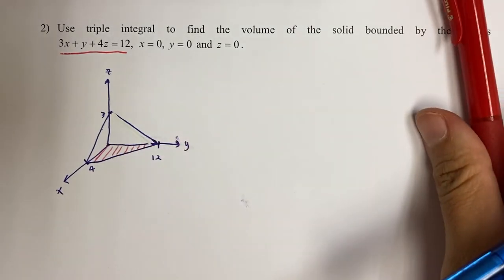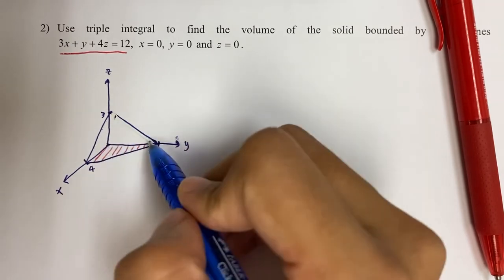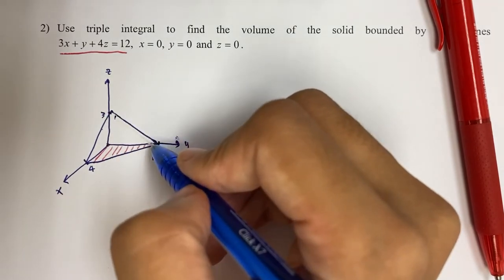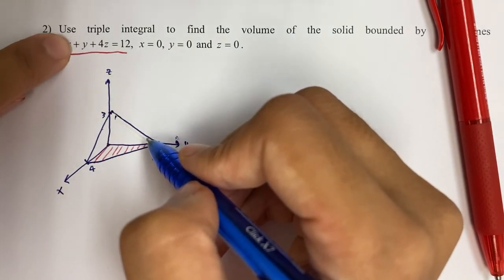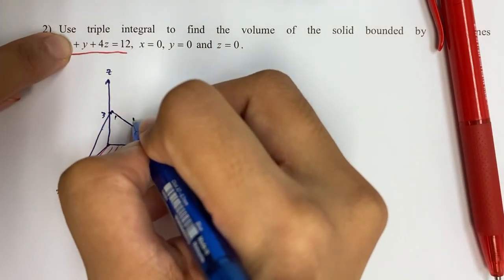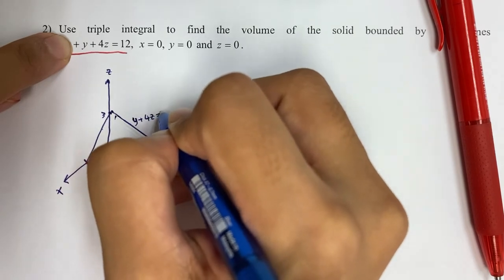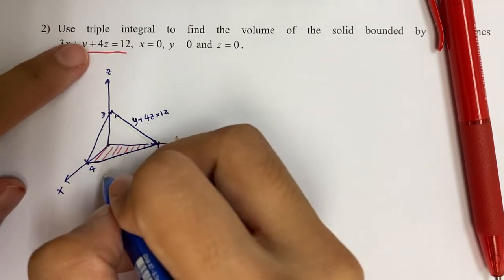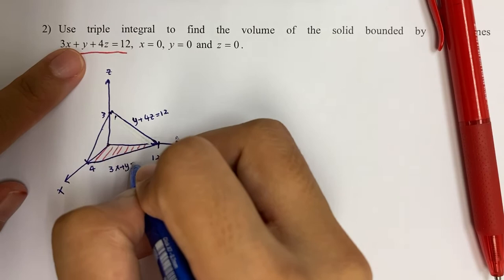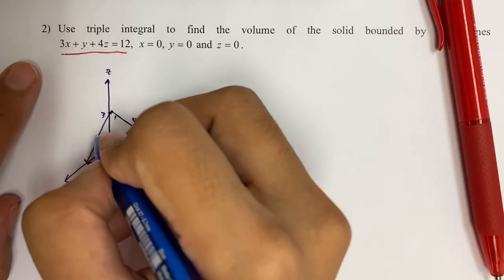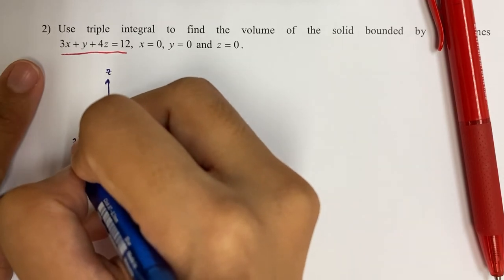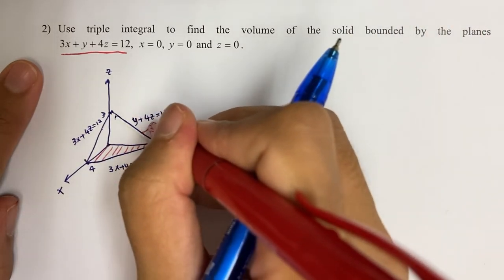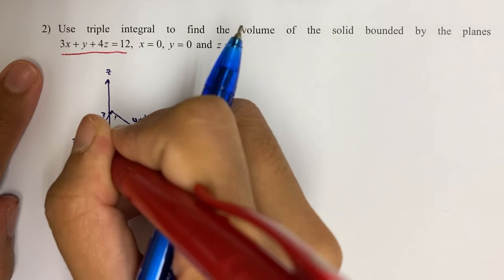Next, what you need to do is determine the equation for these three lines. For the yz plane, the line is when x equal to 0, so this line is y plus 4z equal to 12. This line, for x and y, is 3x plus y equal to 12. And for this line, since it is the xz plane, it is 3x plus 4z equal to 12. So this is the equation for each line.